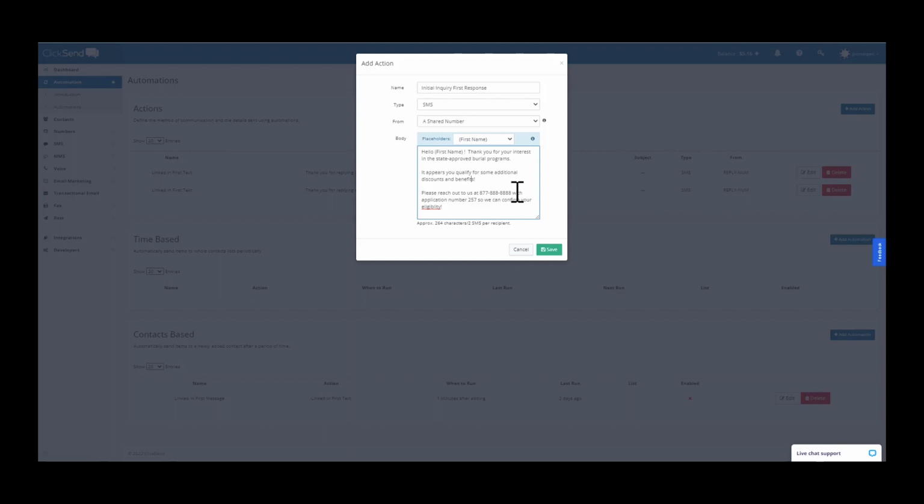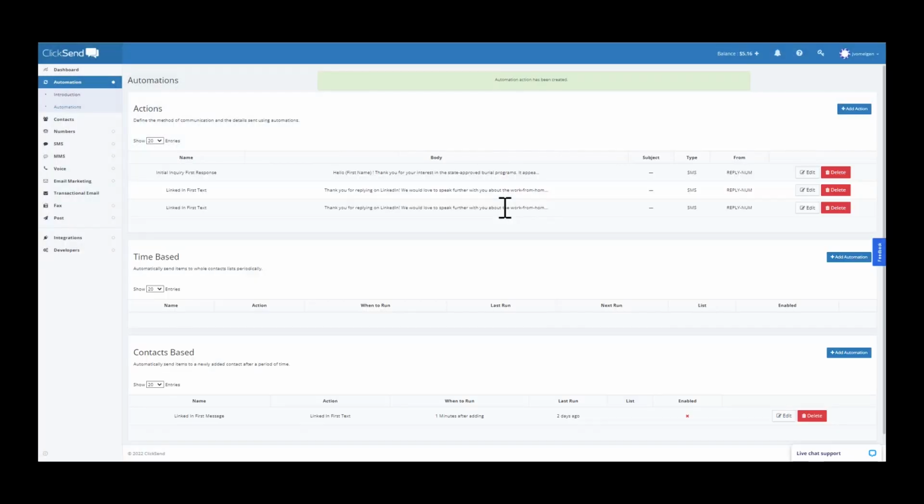Someone's going to fill out the lead form, and then boom, they get this text right when they fill it out. So as an automation, in case you can't get in touch with them, or say they do it after hours or you're not working, or maybe you're on the phone with a client already and you want them to still get a text and be able to call in. So that's the initial inquiry first response. That's what we have there.